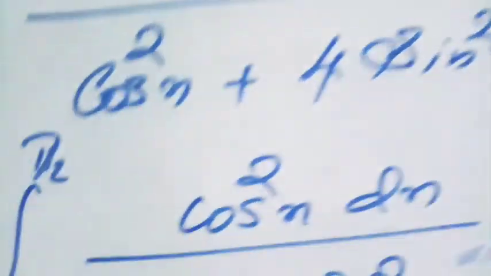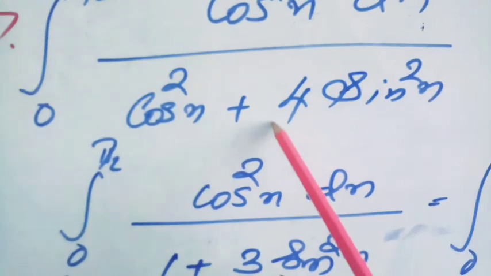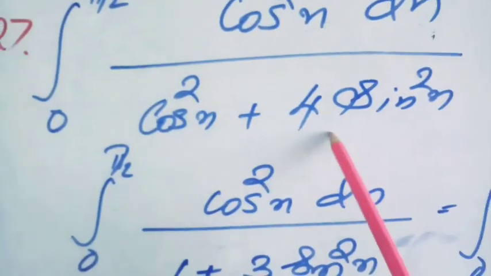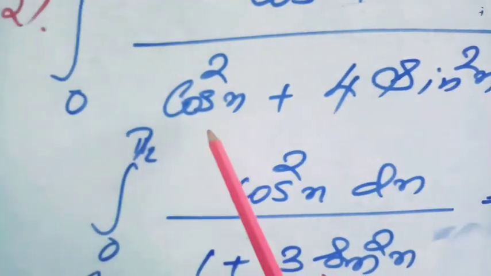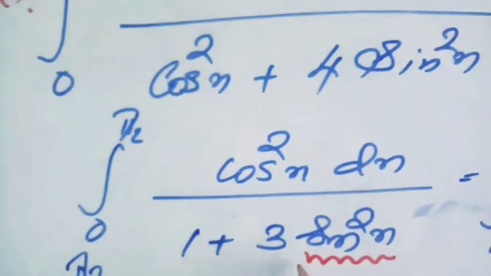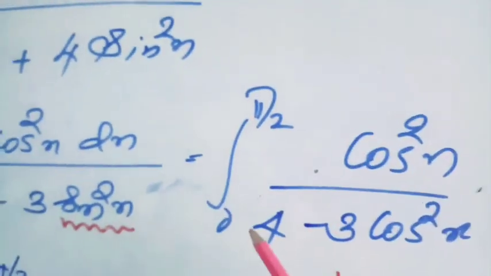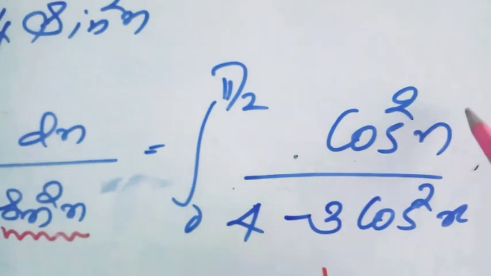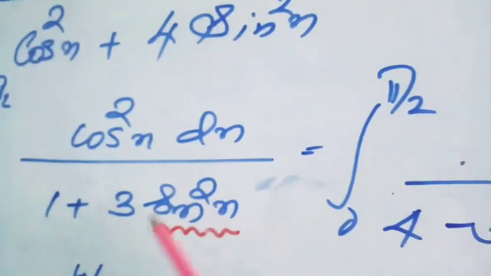You know the formula cos square x plus sin square x is 1. So you split this 4 sin square x as 1 sin square plus 3 sin square and add 1 sin square along with this cos square. You will get 1 for cos square plus sin square, and remaining 3 sin square there. Now the problem becomes integral 0 to pi by 2 cos square x dx by 1 plus 3 sin square x.